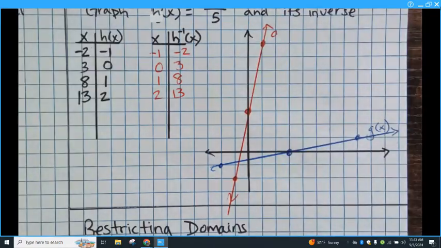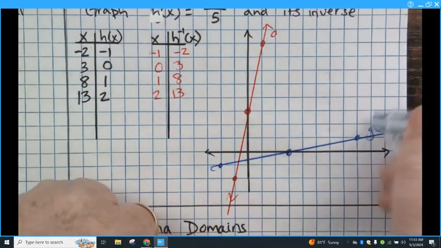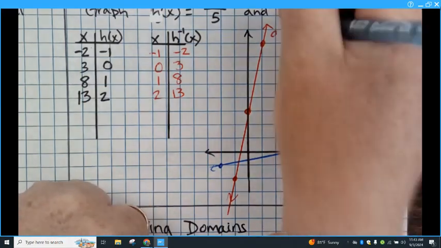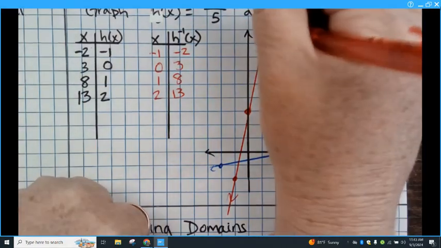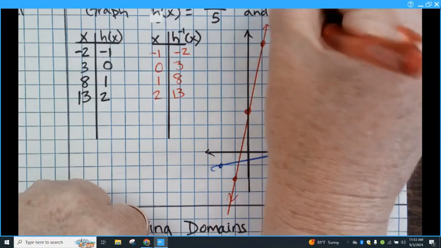Oh, this isn't g. Whoops, it's h. I'm sorry. If you guys wrote g, fix it. My bad. This is h of x, and this is going to be the inverse of h, sorry.